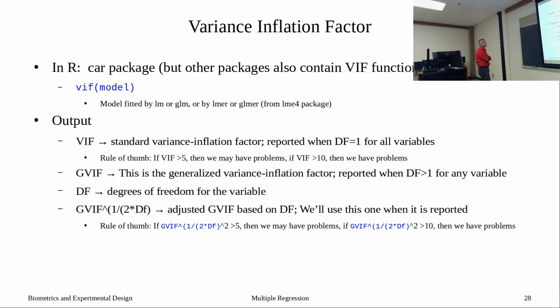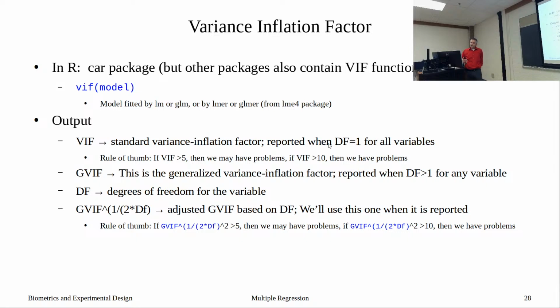Now, when we run this on models, we're going to get a table of outputs, and I just want to go through what's getting reported. When all of our degrees of freedom are 1, then we'll see a column called VIF. This is the column that we're going to utilize. And again, if we have a VIF greater than 5, we're going to probably have problems. We should start trying to fix it.